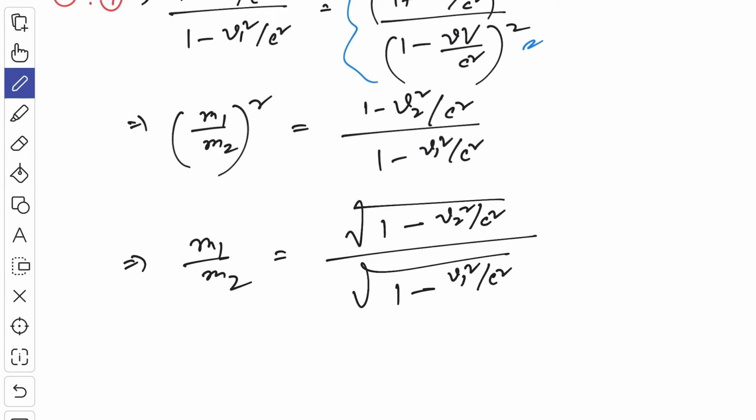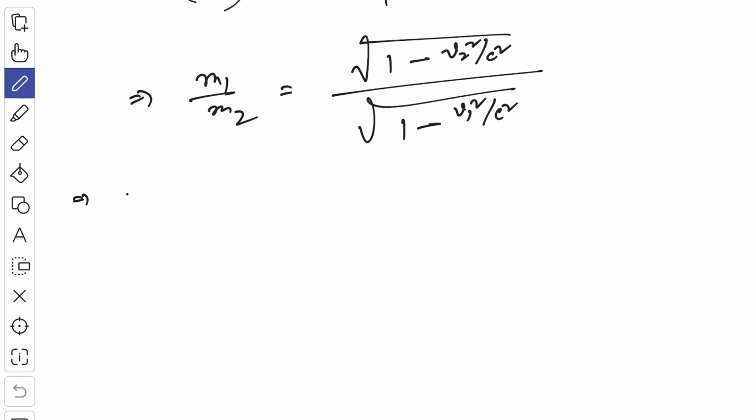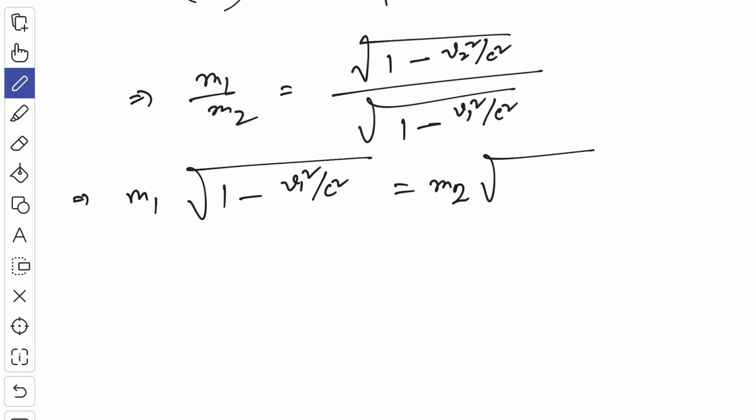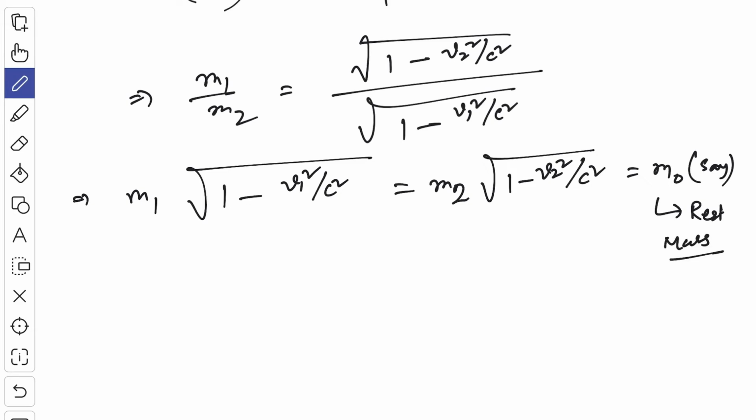That's what we have got, and it implies that m1 into root over 1 minus small v1 square by c square is equal to m2 into root over 1 minus small v2 square by c square, and that's equal to, suppose, m naught. Let us consider it is m naught, and this is known as rest mass. In this case it is known as rest mass. So I hope you know the concept of rest mass.